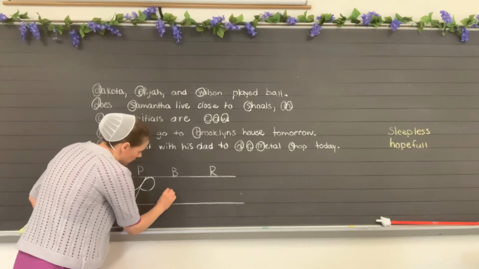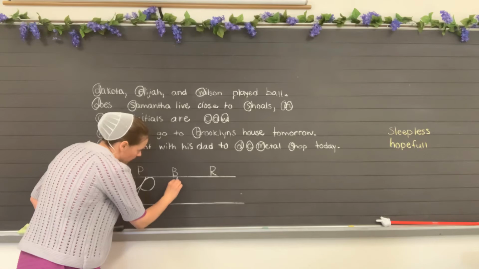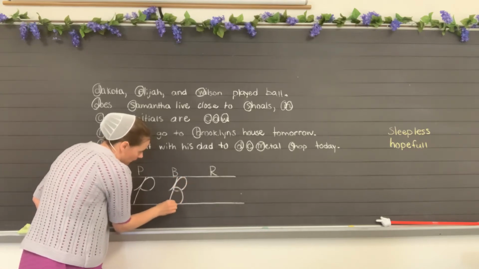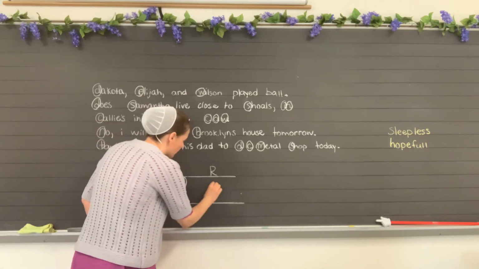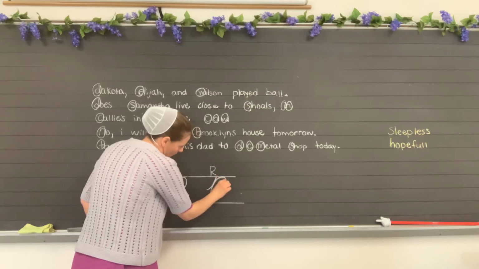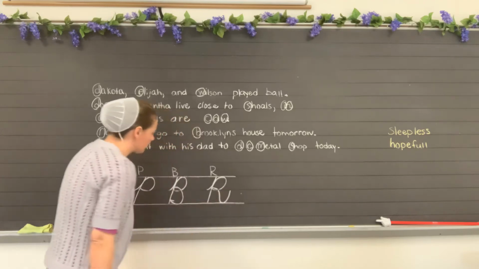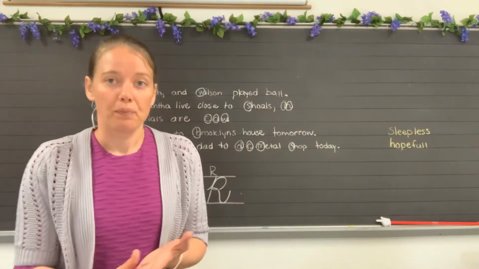And then we have a B here, and the B also will slant in, make a loop around like that, and the R goes like this. Stay on your line, go around, loop around, and go like that. Okay, let's think about spelling now.